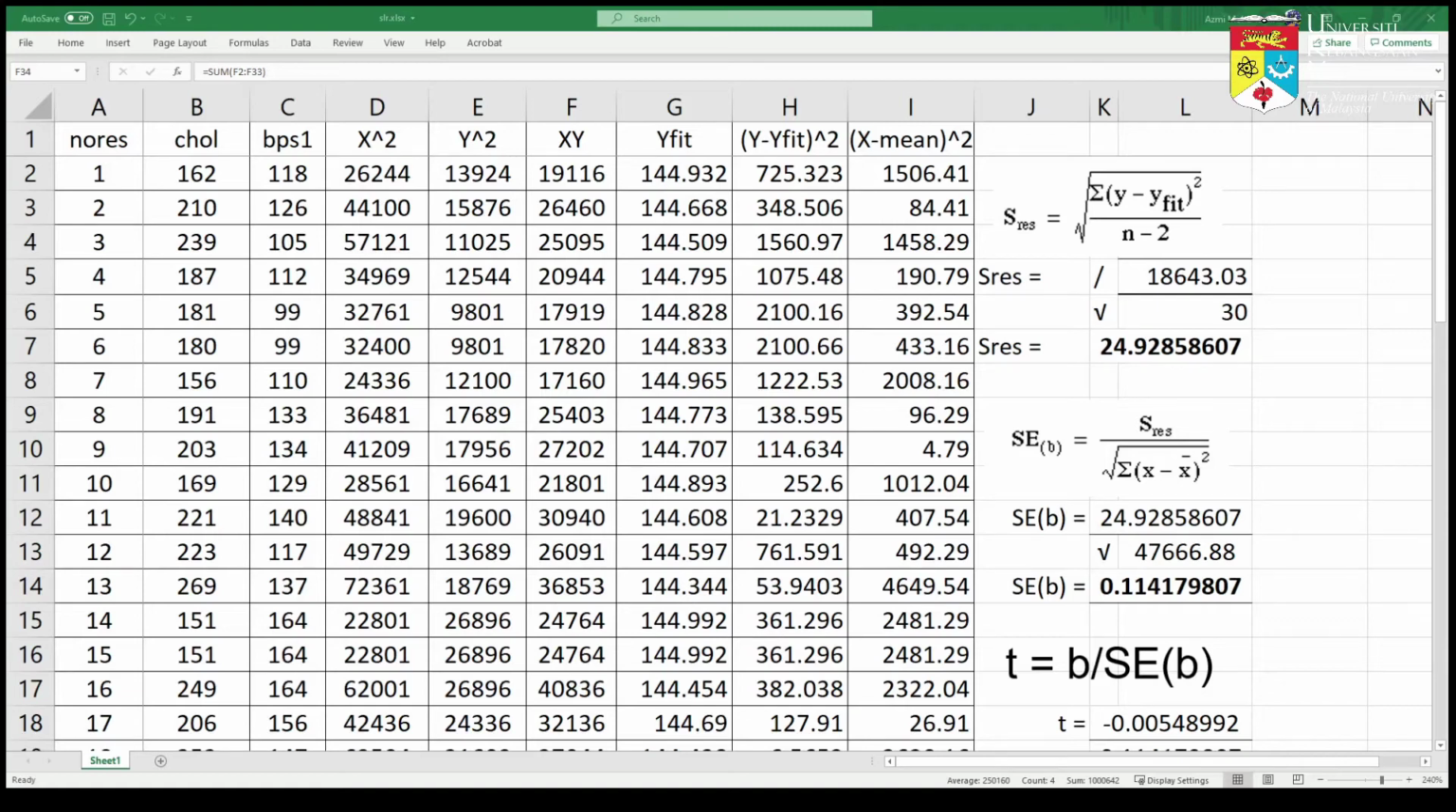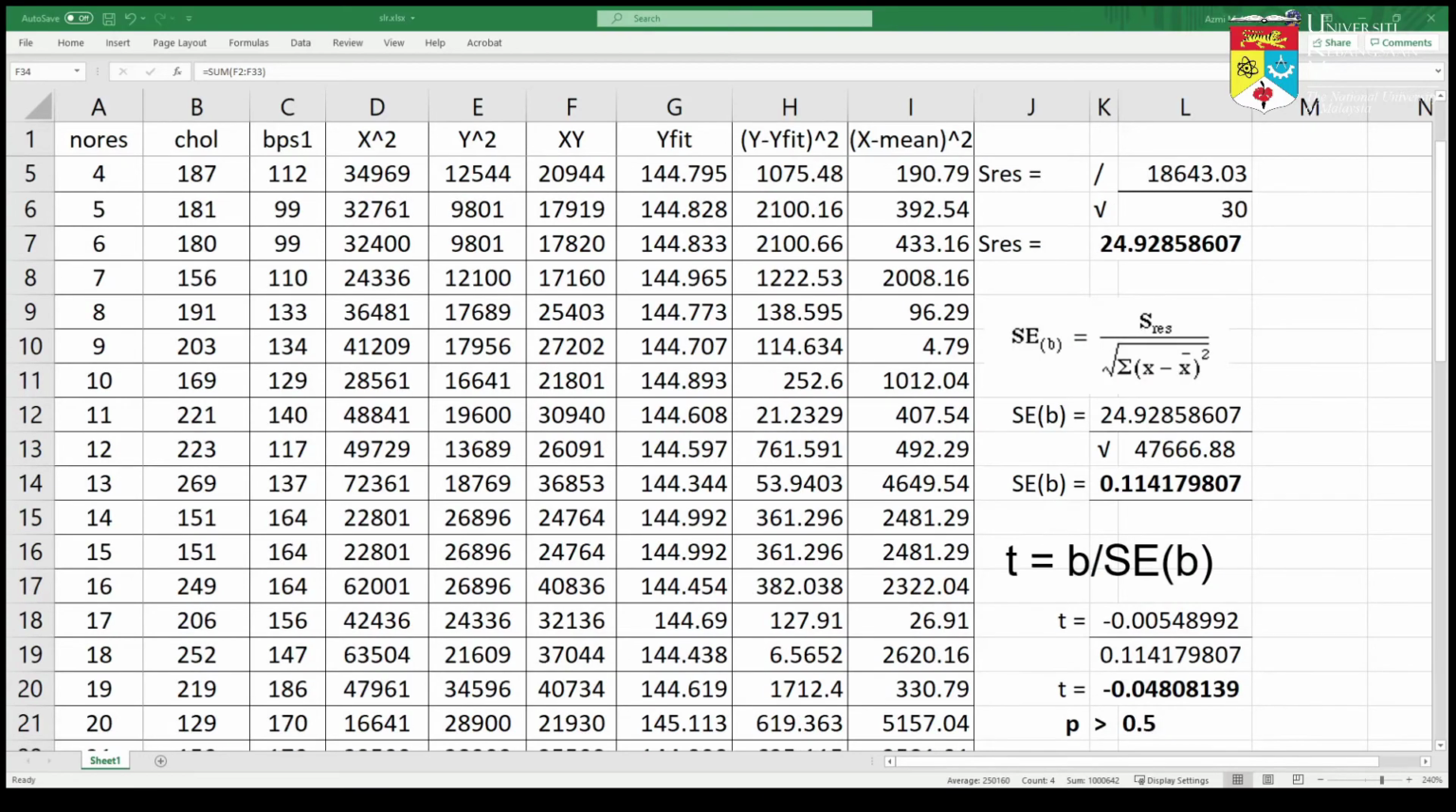So the standard deviation of residuals, we divide by this value, the x minus mean of the x, then you square it. So that is the value here, 24.92858607 divided by the square root of 47,666.88. You get a standard error of the regression coefficient of 0.114179807.